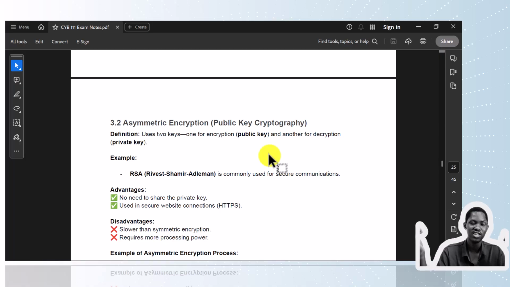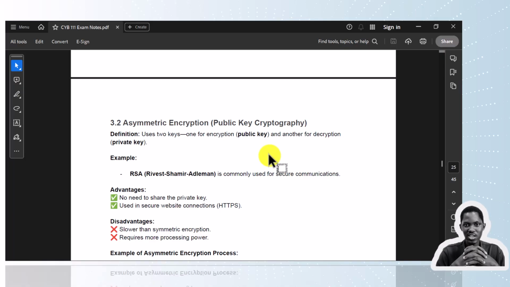Because key X, that symmetric key, that one single key is a private key, right? It has to be private. But for asymmetric, there is an addition of another key, which is the public key. The public key is what is used for encryption. And the other key, the private key, is used for decryption. So two different keys are used when it comes to asymmetric encryption.